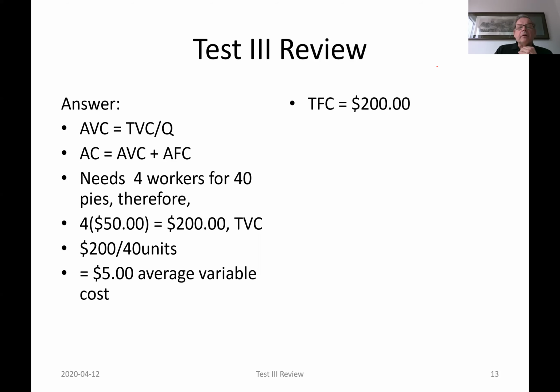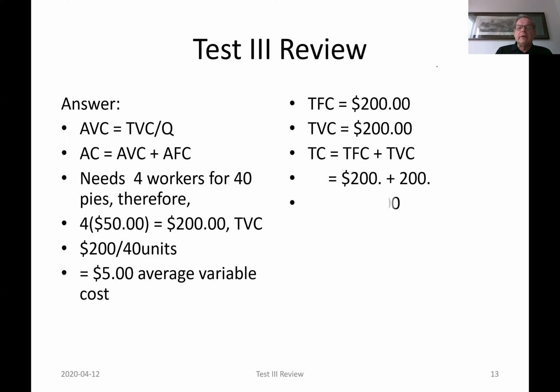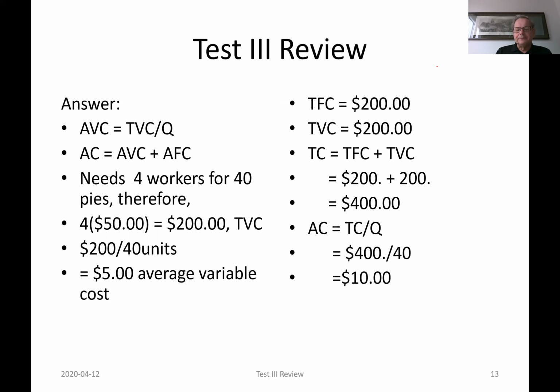The second part is our average fixed cost. Our total fixed cost is equal to 200. So our total cost is the addition of those two, which would be 400. Then we will divide our total cost by quantity, and our quantity is 40, our total cost is 400, therefore our average cost is 10.